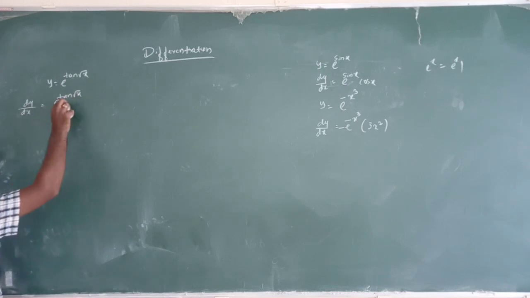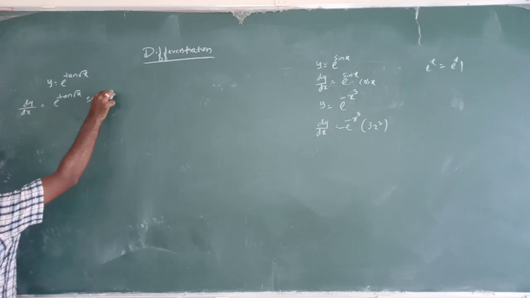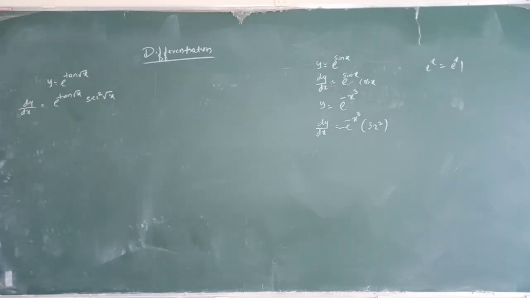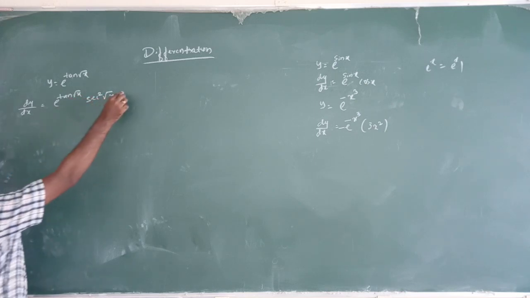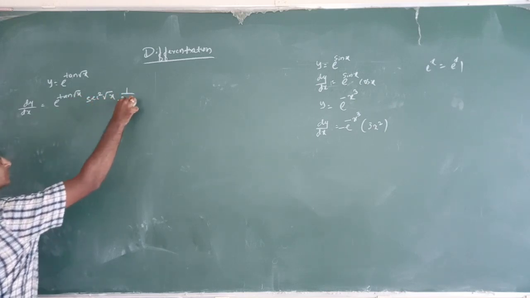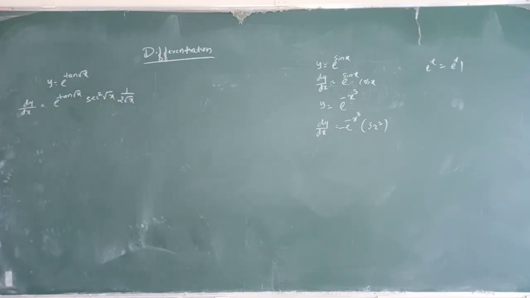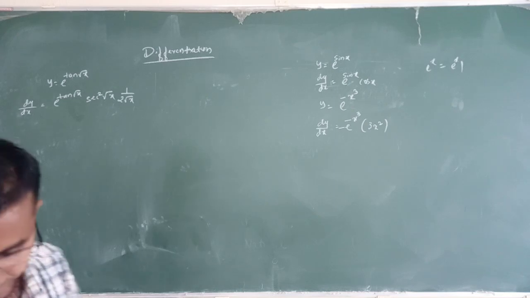Tan of root x differentiation, first apply for the trigonometric function, that is sec square of root x. Getting? So after the tan differentiation comes the root x differentiation, 1 divided by 2 root of x. Getting? Any doubt? Okay. So the next one.